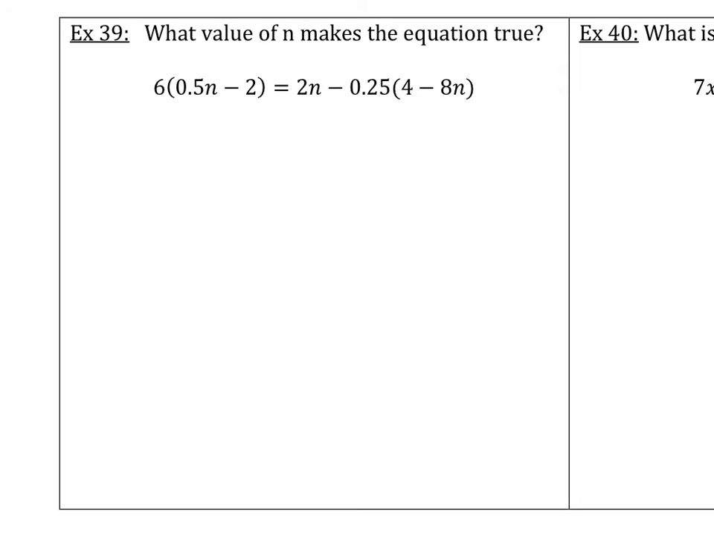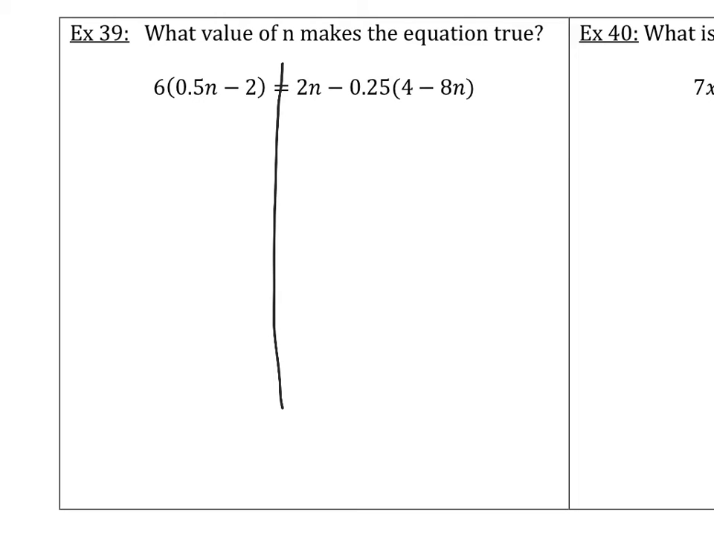This is where the box method comes in handy. Do not panic, everyone. This question says, what value of n makes the equation true? We're solving for n. That's what that question says. What value makes it true? What can we plug in to get a true mathematical statement? Okay, no panicking, everyone. We all know the first step. Find the equal sign, draw a line.